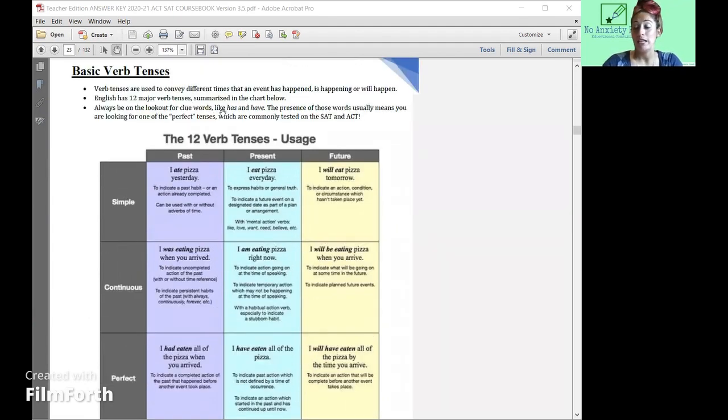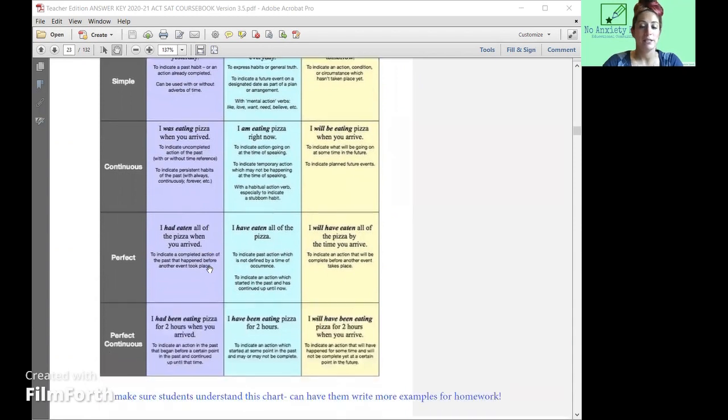So you can see up here, I said, look out for those clues, has and have, because those are usually clues of the perfect tense. So when do we use this? It's when you're talking about a past action that happened before another past action. I'll say that again. It's when you're talking about a past action that happened before another past action.